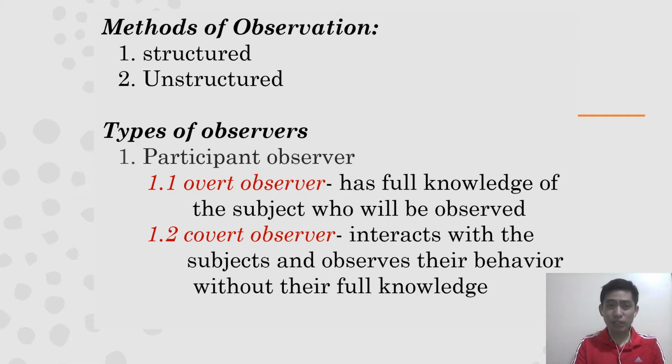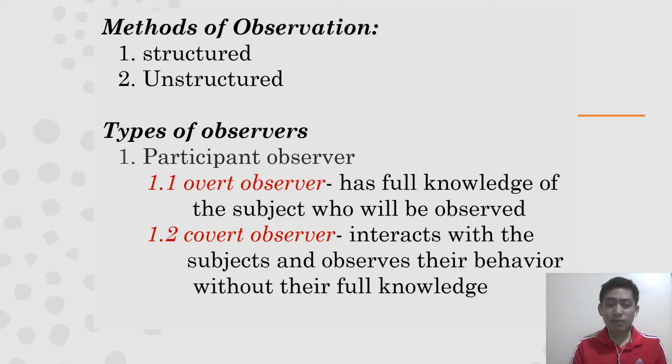Methods of observation, we have structured and unstructured. In a structured observation, you have a checklist, you have items or criteria to be checked when you are doing your observation. Unstructured is based on the researcher's observation. It is more accidental observation. So he or she will note his or her observation within the exposure in the environment or within the interaction with their respondents.